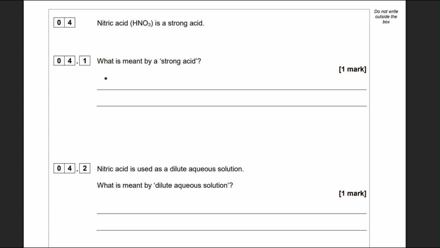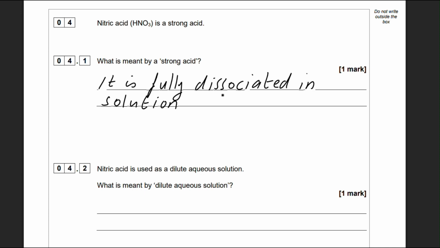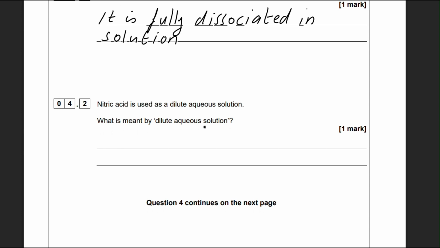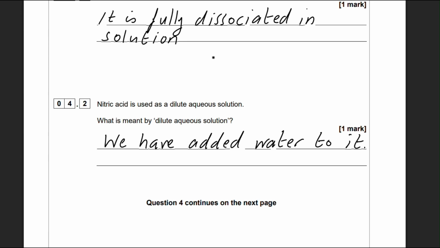It's something that is fully ionized or fully dissociated in solution. So there you go. Next part: nitric acid is used as a dilute aqueous solution. What is meant by dilute aqueous solution? Dilute means we've just added water to it. So there you go. It's different to a strong acid. So weak acids can also be dilute if we add water to them.